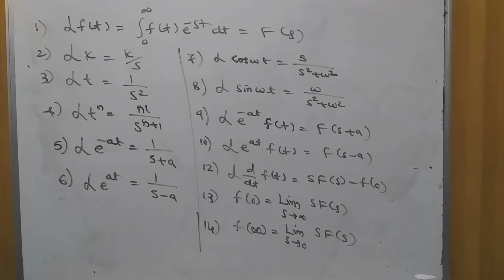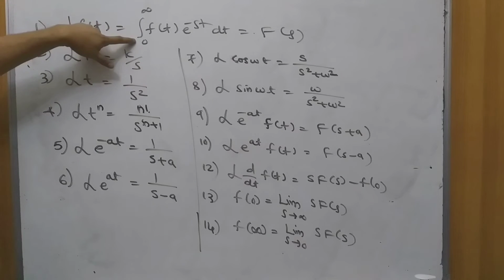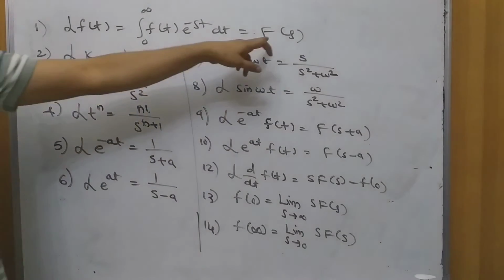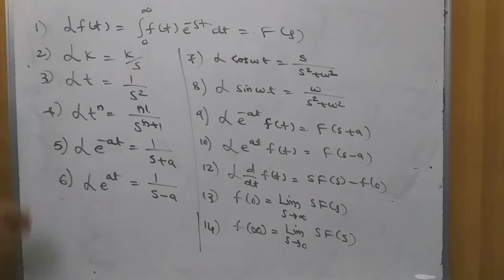So just to summarize the different Laplace transform equations that we have seen today. The first is the basic form, which is the Laplace transform of f of t, obtained by the equation integral 0 to infinity f of t e raised to minus st dt, which is also called F of s.